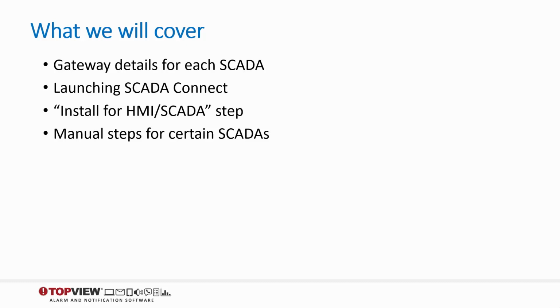Next, we'll show you how to launch SCADA Connect so you can configure the gateway through the Install for HMI step. We'll discuss the gateway configuration options and configure the gateway. A few SCADAs require the user to perform additional gateway configuration steps, so we'll discuss which SCADAs and the steps you need to perform. For additional details on the material covered in this video, please see the SCADA Connect User's Guide.